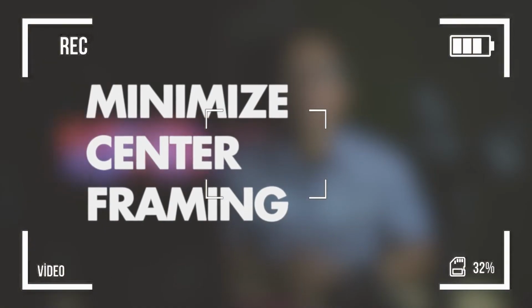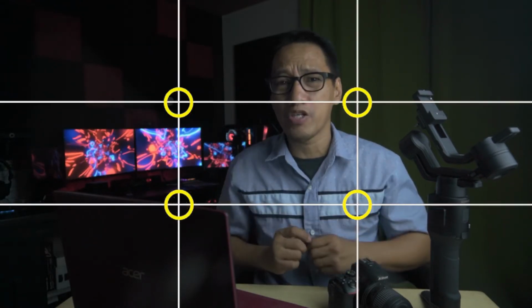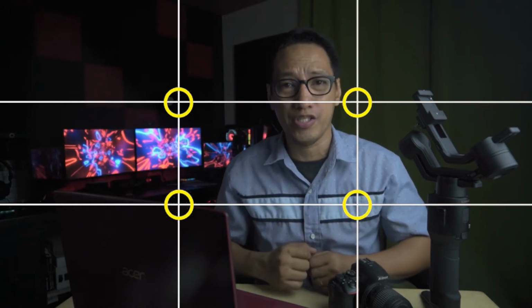Minimize center framing. The rule of thirds grid is basically composed of two vertical lines and two horizontal lines. And everything in the frame with the grid lines are part of the rule of thirds framing. So that includes these four intersecting points, which I already mentioned are called focal points, as well as these open spaces vertically and horizontally. So technically, we can of course use the center framing.